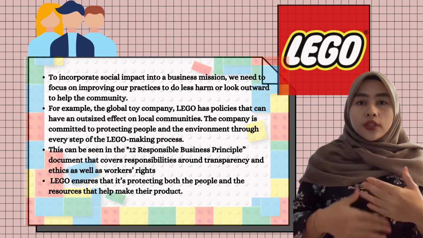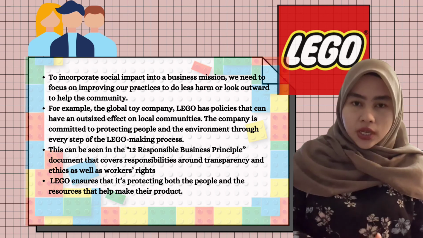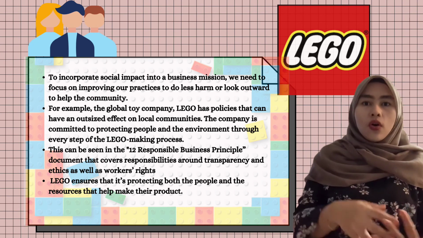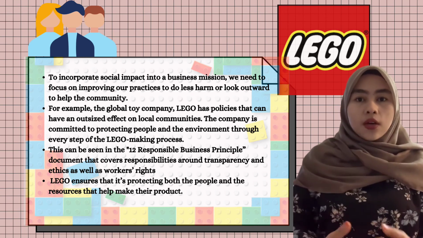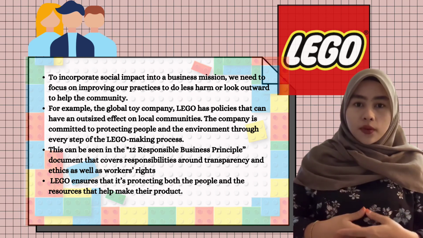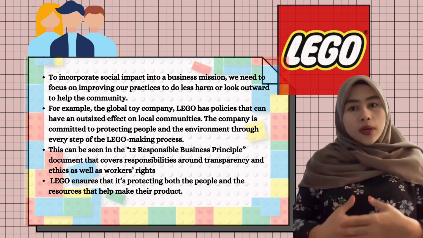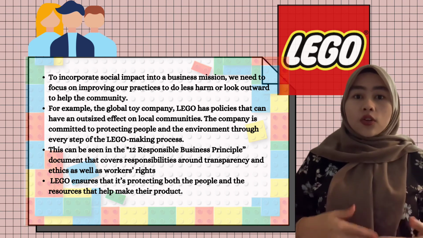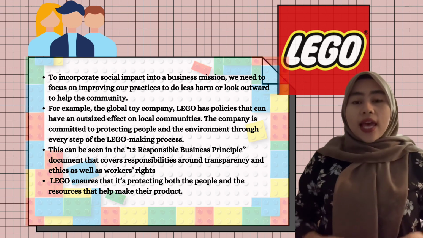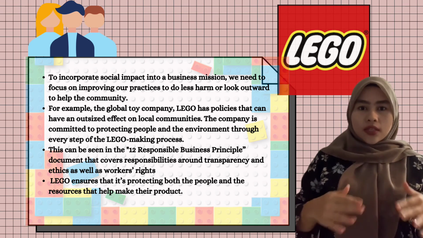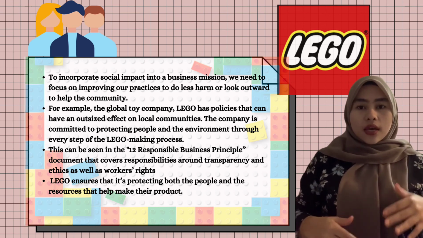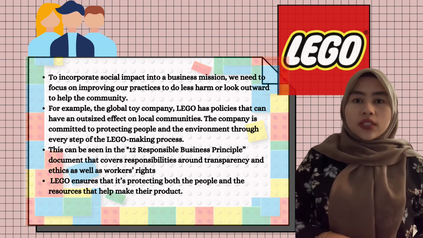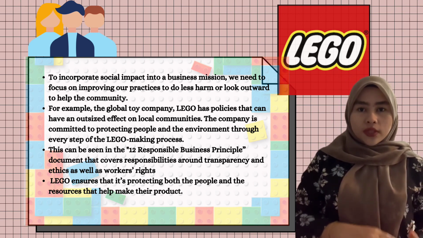To incorporate social impact into a business mission, we need to focus on improving our practices to do less harm or look outward to help the community through grant making or giving programs. Focus on empowerment and humility. For example, the global toy company, which is Lego. Lego's policies can have an outsized effect on local communities. The company is very committed to protecting people and environment through every step of the Lego making process.